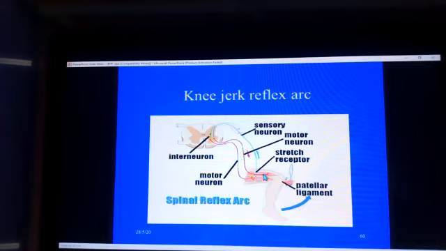Then the motor neuron is connected to the muscles. So these muscles will be excited. Once they are excited, they contract. When they contract, the leg will be pulled away, but remember, this activity is instantaneous. It is instant. At that time, the response is exhibited. The brain is not involved.